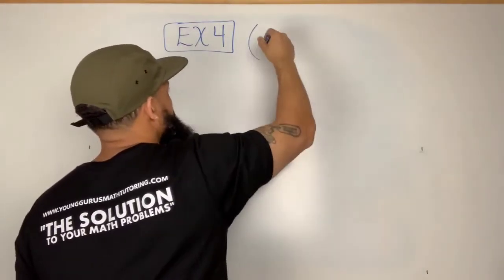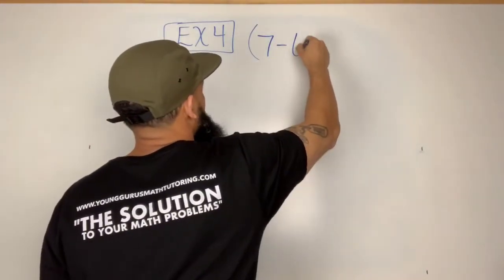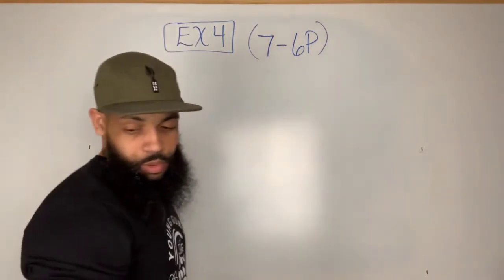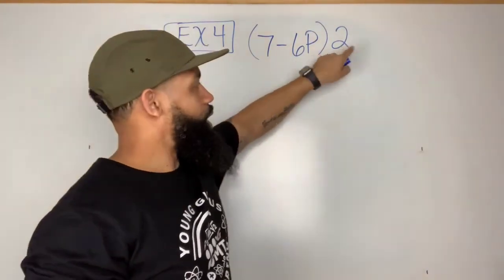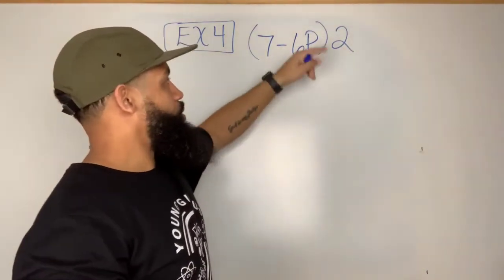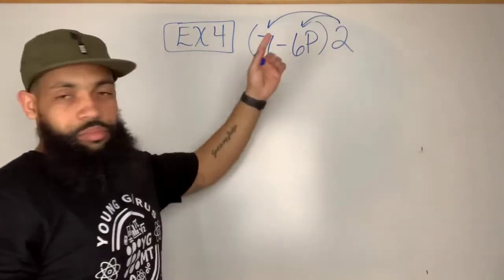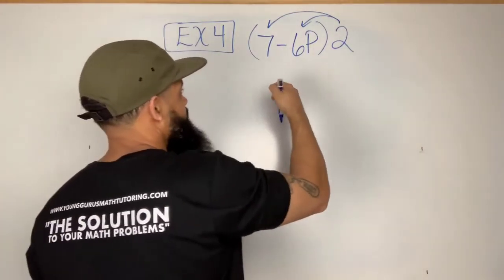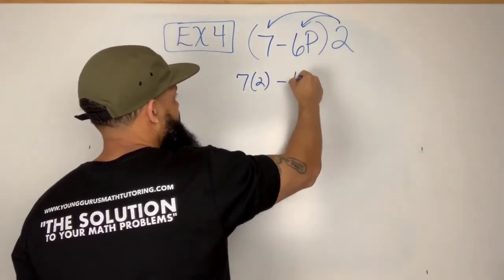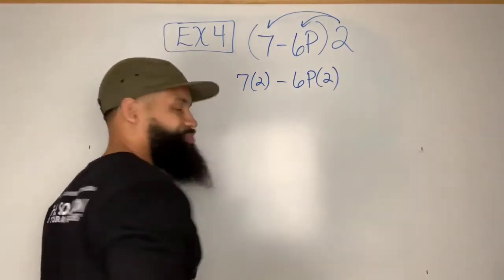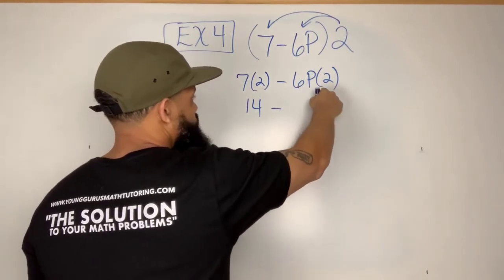All right, so one of the things I want to show you is that you can actually put the number that's being distributed on the right side as well. Okay, so even if I have this, this is still multiplication because it's in parentheses times 2. So I can work this backwards. It's still the same thing. And I wouldn't even say backwards. I'm still distributing that 2 or whatever. So I can write this as 7 times 2 minus 6p times 2. Same thing, okay? That gives me 14 minus 6 times 2 is 12.